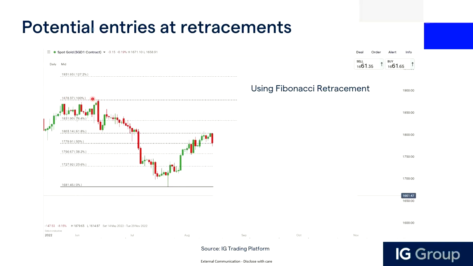You click on the high here on the left side. It's always left to right. So in an uptrend, you click from the left to the right. Your direction should be bottom left to top right. In a downtrend, you click from the top left to bottom right.